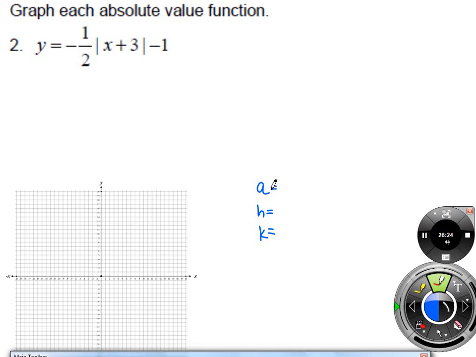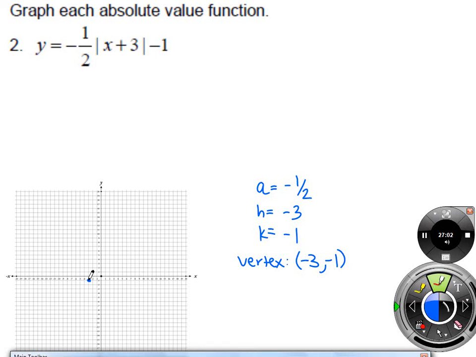Somebody new that hasn't talked to me yet today. Yes, sir. Good. Okay, what is our H value? Yes. Good. What is our K value? -1. How do I determine where that vertex point is? So for the parent function, it was at 0, 0. Where is it going to be now with these shifts? Yes. Good. H affects the x-coordinate, K affects the y-coordinate. So my vertex will be at -3, -1.